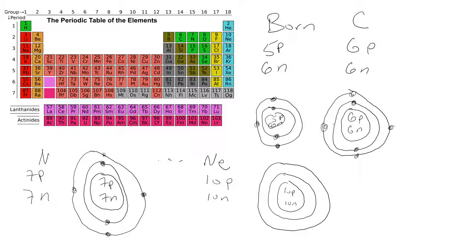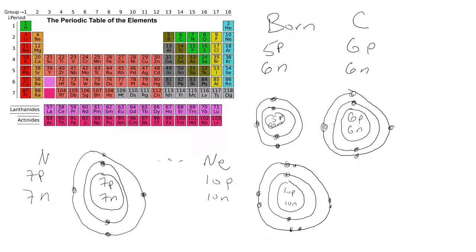So I skipped oxygen and fluorine, and here's neon. Again, neon has 10 protons. It's got 10 neutrons. How did I get 10 neutrons? Well, the atomic mass of neon is 20. 20 minus 10 protons gives me 10 neutrons. So we've got 1, 2, 3, 4, 5, 6, 7, 8, 9, 10.